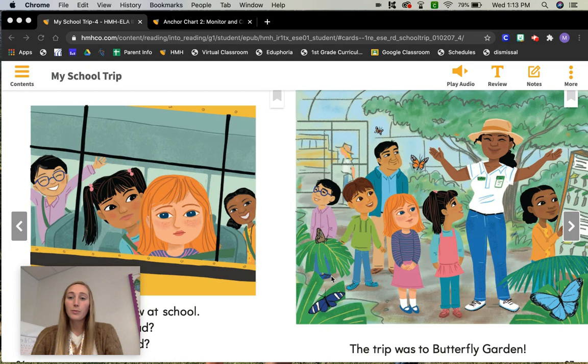And so we need to practice all the time, all of our clues, so we can ask questions, we can reread, and we can look at visual clues. And those are very important when we're trying to monitor and clarify our reading. So tomorrow, you and another teacher are going to read through the rest of this book, and we'll keep reading to see what happens at Butterfly Garden.